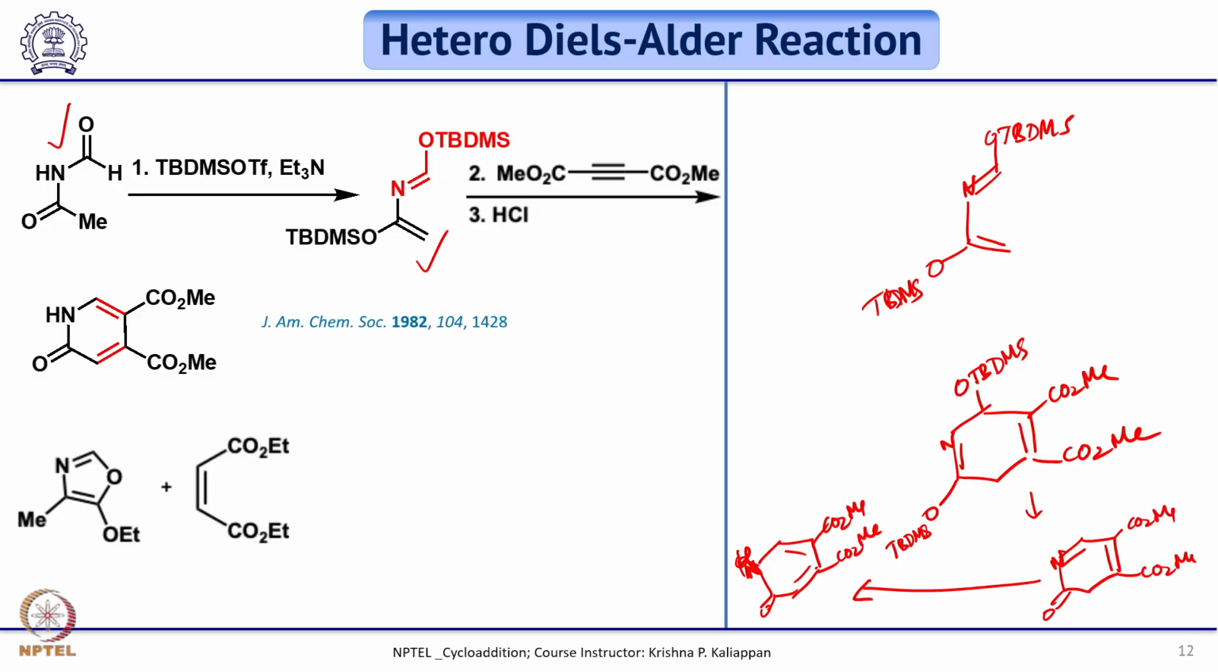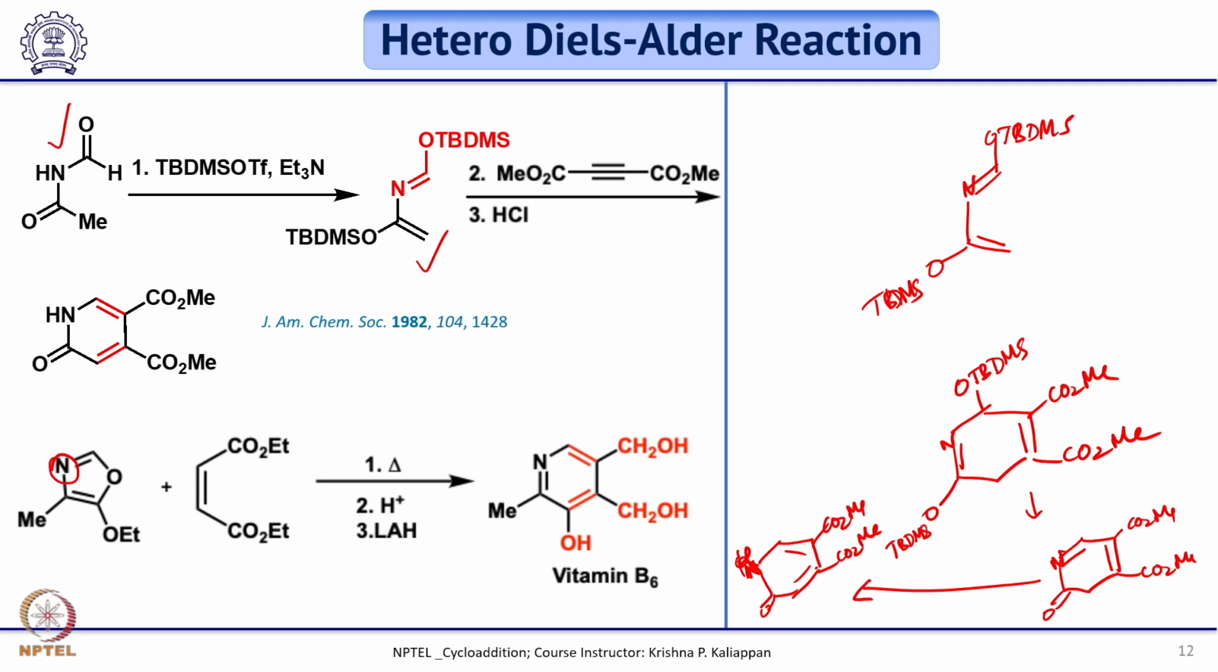Now one can also use a cyclic diene having a heteroatom. Look at this. This has a cyclic diene with a heteroatom, and this, if it undergoes a Diels-Alder reaction, first step is the Diels-Alder reaction, and then second step is hydrolysis, and third step is LAH reduction. So what you get is vitamin B6. So how does it happen?